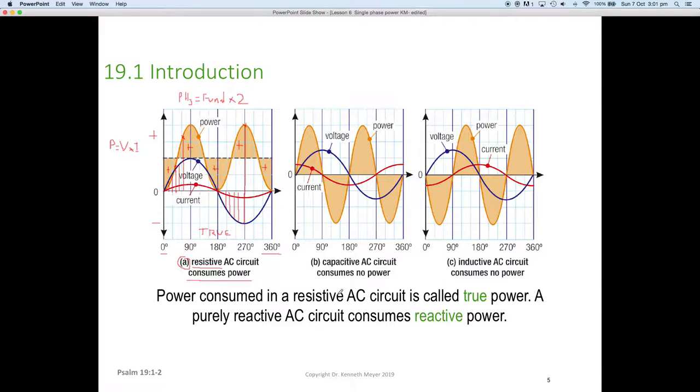Now let's move over to our capacitive AC circuit, B. Again, we have a plus component and we have a minus component. But look at our voltage. There's our voltage, one complete sine wave. Here's the current. And the current is minus 90 degrees. It's 90 degrees behind the voltage.